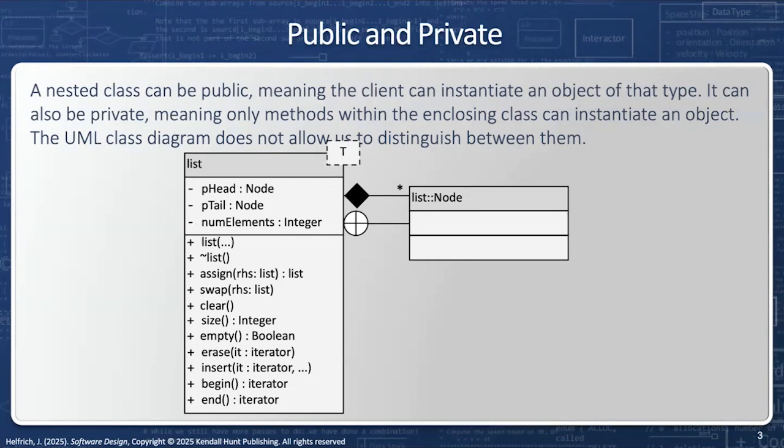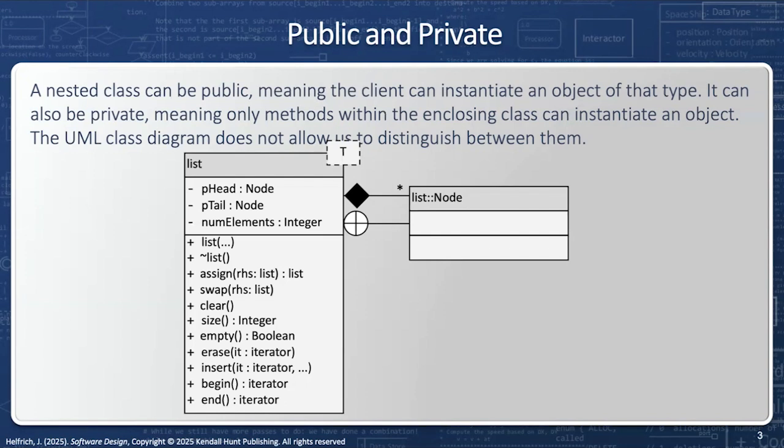Now, in this case, the node class is private, which means only the list class has access to it. But we can't really distinguish public from private in this case. And notice also that this nested class also happens to be related by composition. Therefore, I need two horizontal lines and two end caps to fully represent this relation.